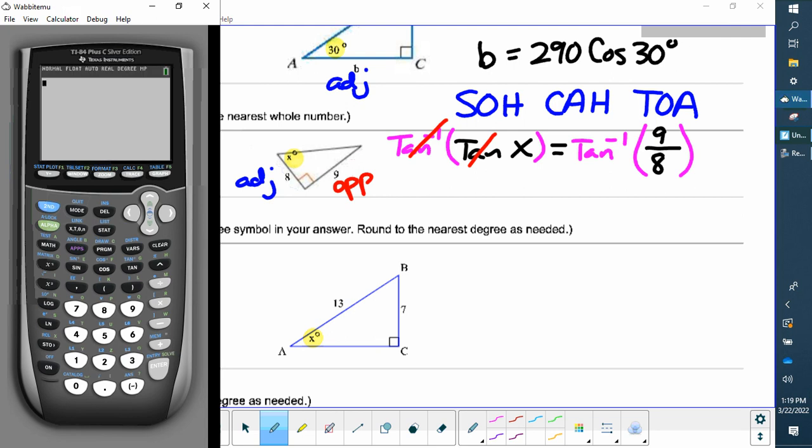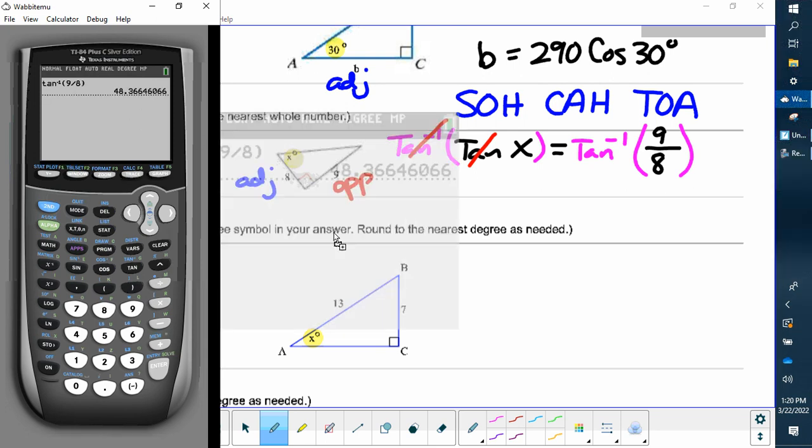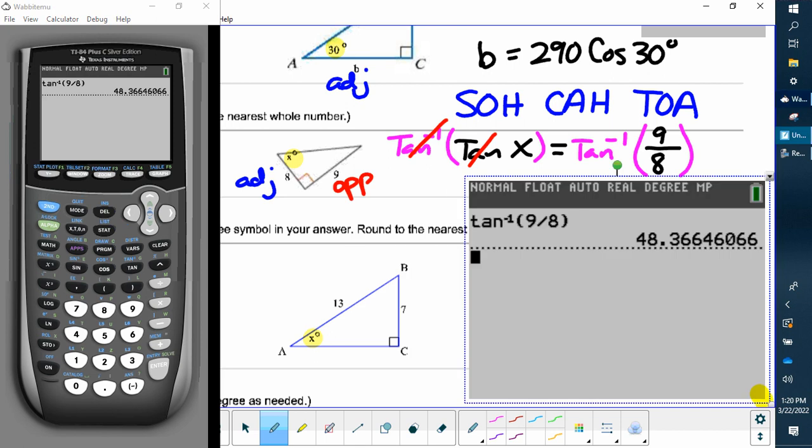If you're doing this on Desmos, you would have to hit the function button in order to see the inverses pop up. If you're doing it on a calculator like this, you have to hit second, and I see it in blue, right above tangent. And I just type it in the way it looks in the calculator. Enter. All right, there's my answer.